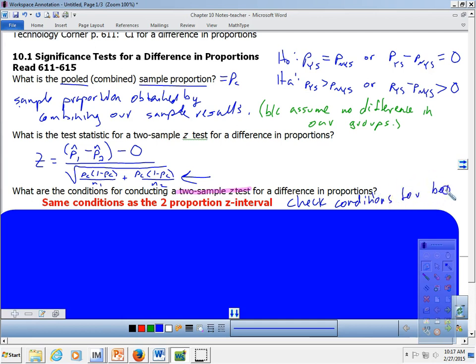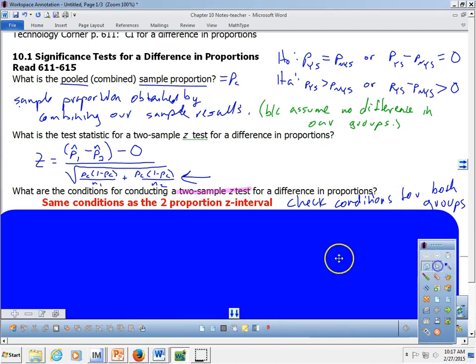All of our condition checks now should be for both groups. And we'll take a look at what that looks like in our next example. So speaking of our next example, let's get to that.